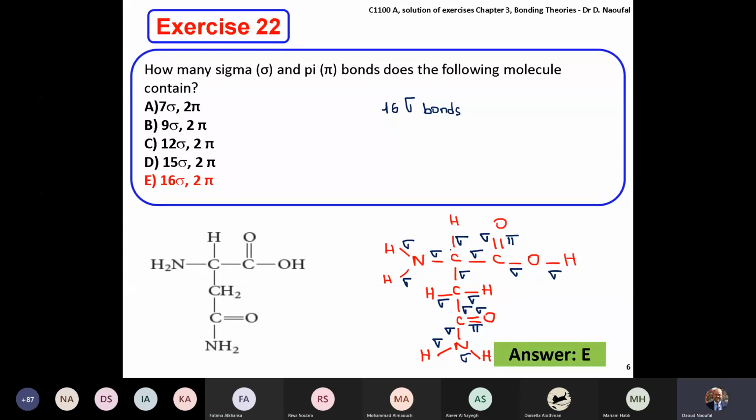I pass to the pi. 1 pi in CO, 2 double bonds. We have 2 double bonds, so we have 2 pi: 1 pi in the first CO, and another pi in the second CO. So in total, in this structure, we have 16 sigma bonds and 2 pi bonds. So the correct answer is E.